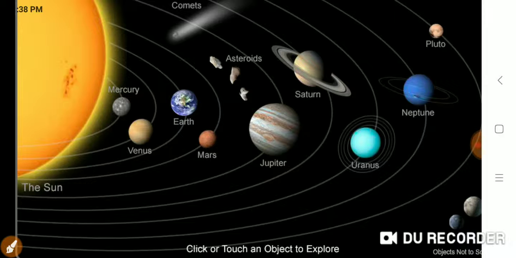Next planet is Venus. Venus is closest to the Earth. Always remember, Mars is not closest to the Earth. Venus is closest to the Earth. And Venus is also called the morning star, evening star, brightest star, and the hottest planet also.